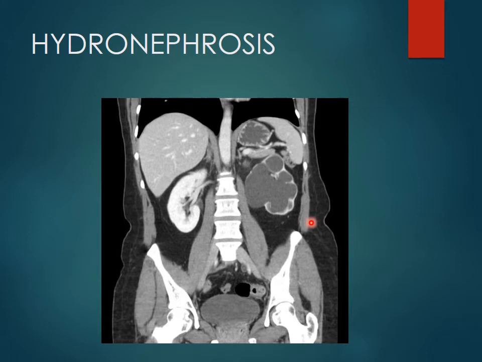This is the CT scan image of a patient with hydronephrosis. As you can see, there is marked dilatation of the pelvocalyceal system in the left kidney with evidence of parenchymal compromise. So we can grade this as grade 4 hydronephrosis. While that of the right kidney, the pelvocalyceal system is not dilated.